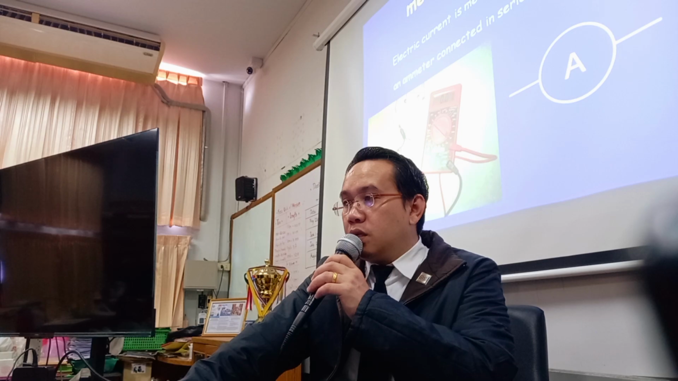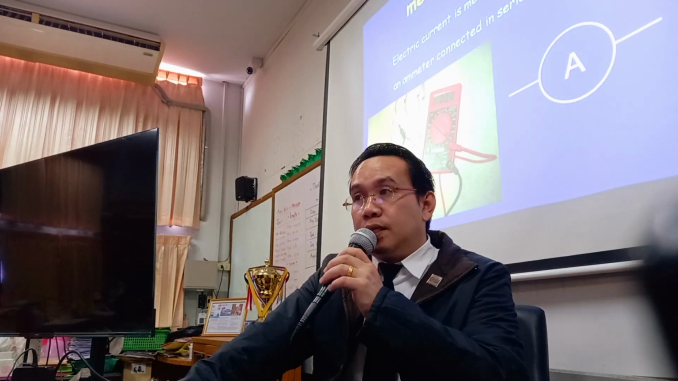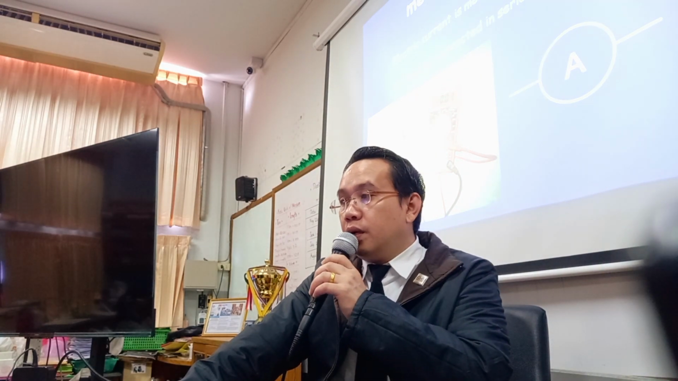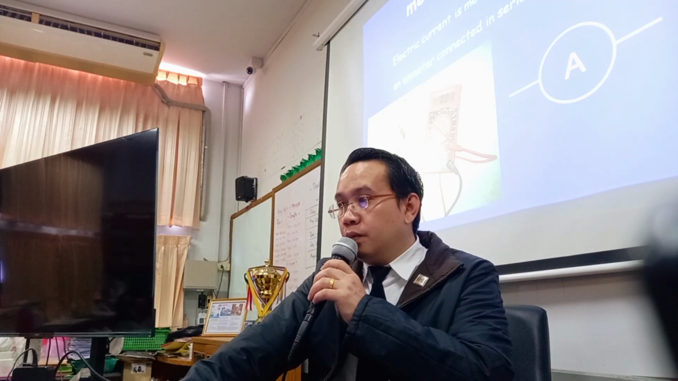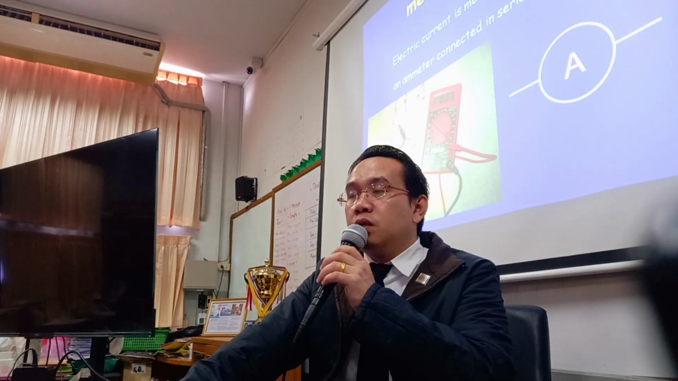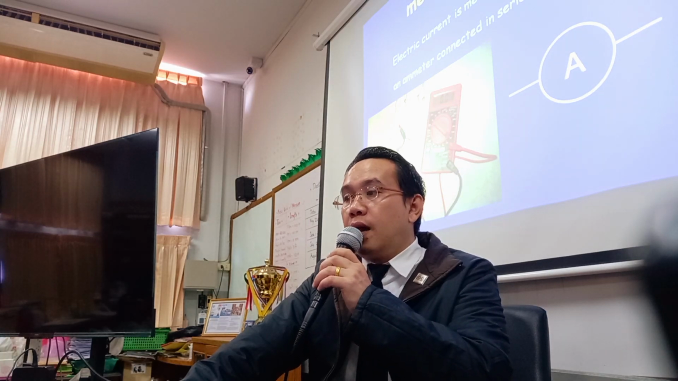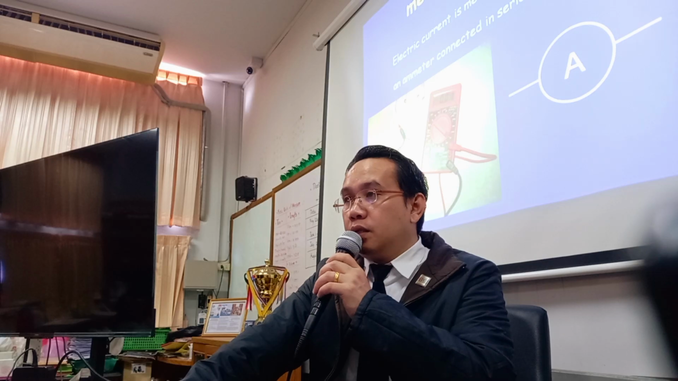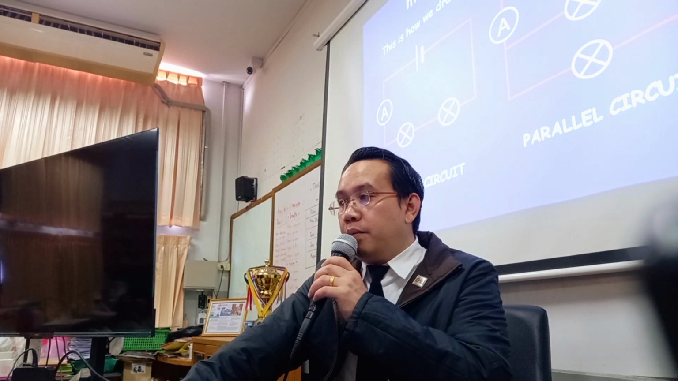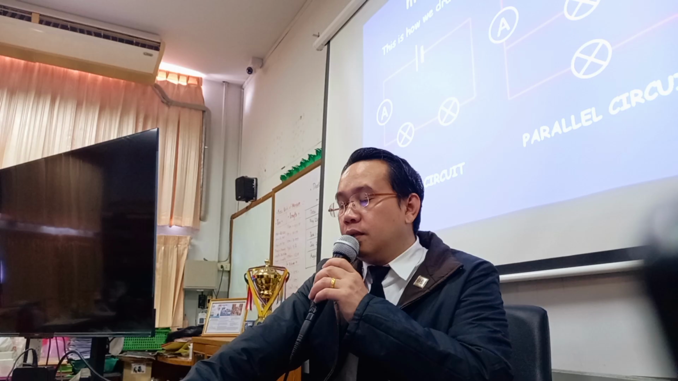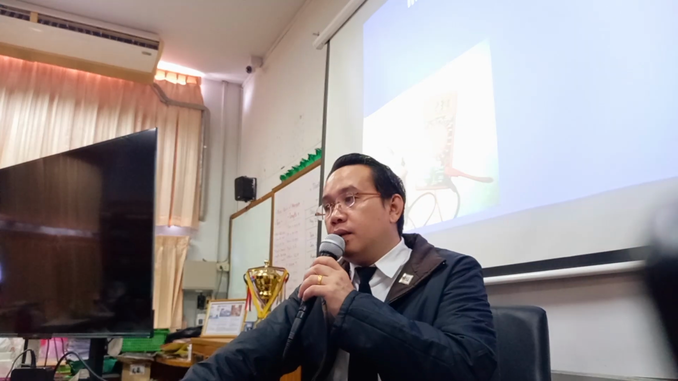So this one, the measuring equipment, we already discussed earlier. The electric current is measured in amps. The measuring equipment to test the current is the ammeter, connected in series in the circuit. So, measuring current, this is how we draw an ammeter in a circuit. This one is for a series circuit, then the other one is for a parallel circuit.